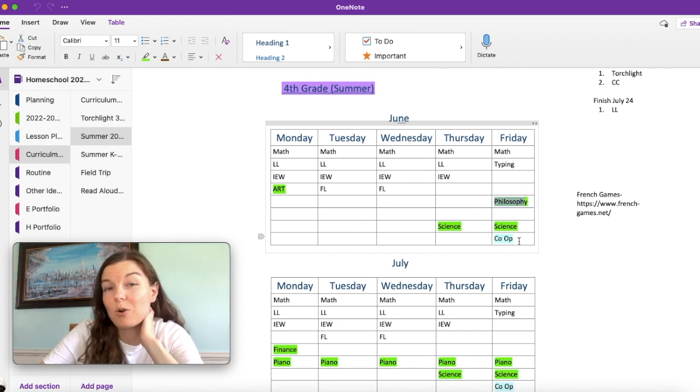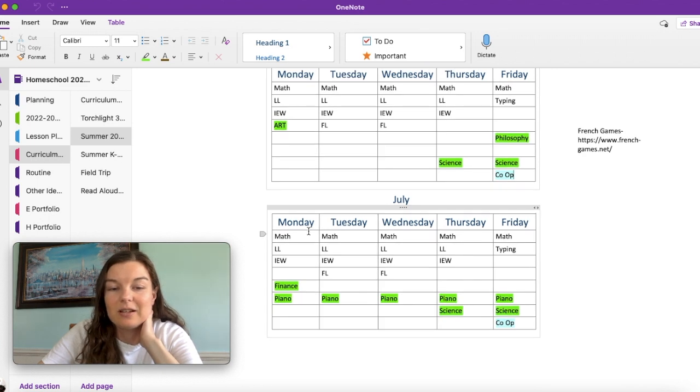And then we usually have our co-op meetup days on Friday. So you can see Thursday and Friday, we'll definitely be done before noon. That won't be an issue. And then for July, pretty much the top stays the same.